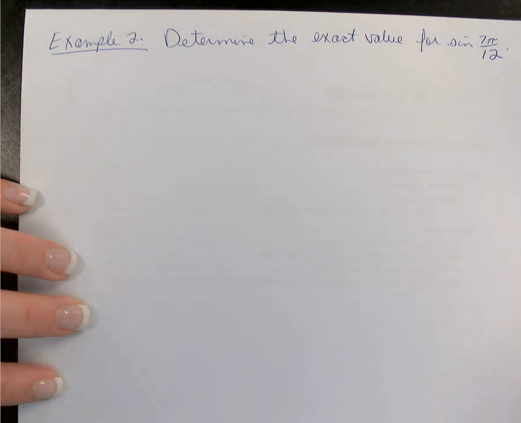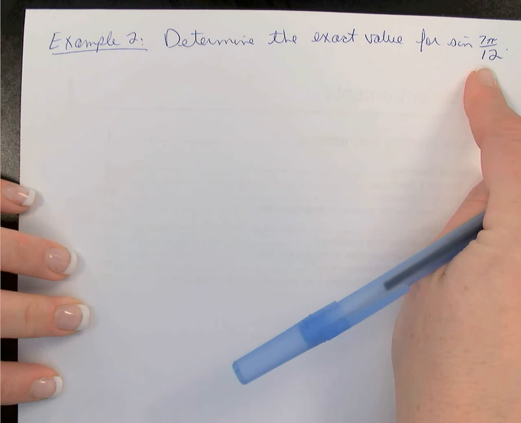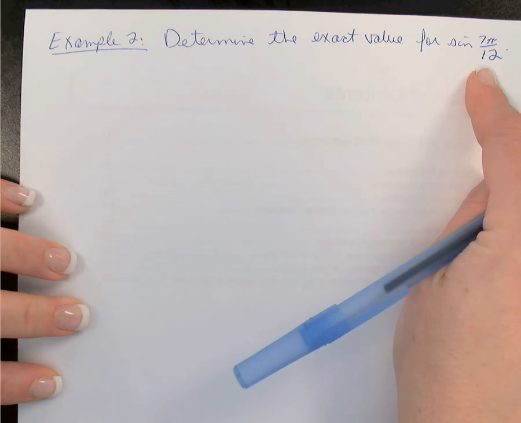Determine the exact value for sine 7 pi by 12. Pi by 12s are not angles on our special angles from our triangles. So what we're going to do is find two angles that are our special angles, pi by 3, pi by 4, pi by 6, or even pi by 2 we could use, and see if we can find a combination that add or subtract to 7 pi by 12.